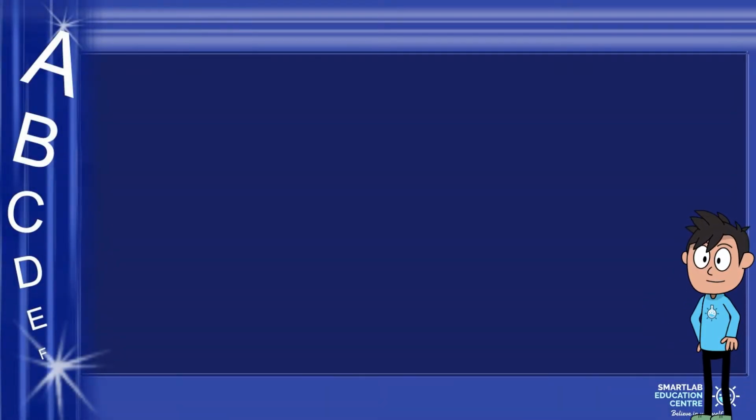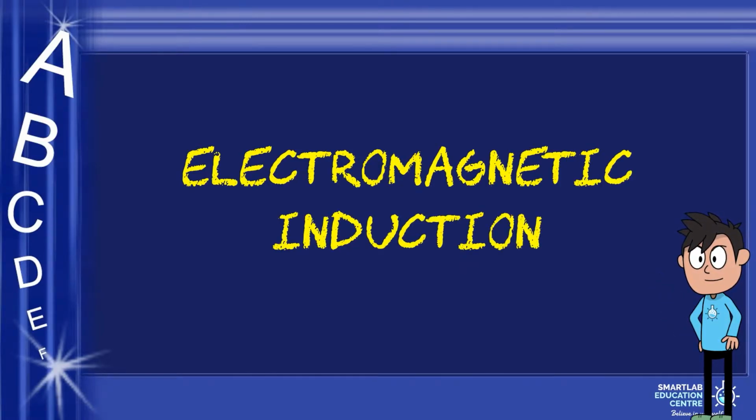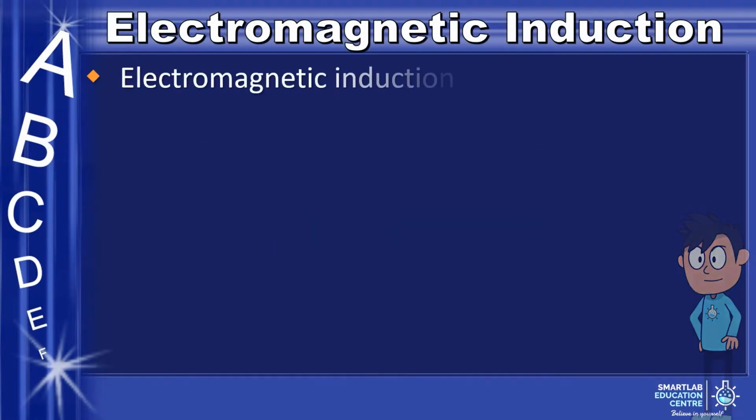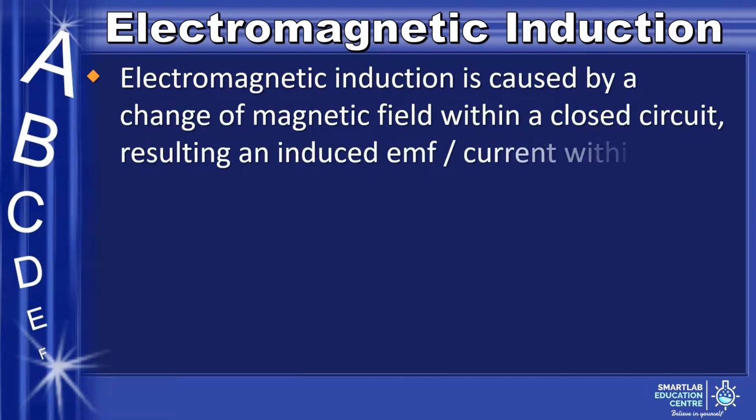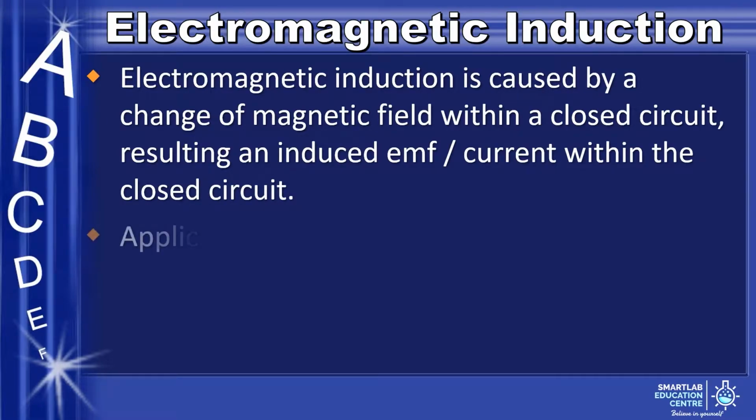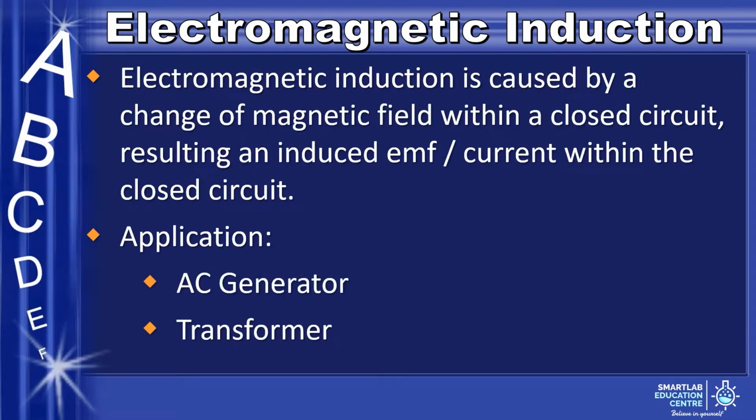Welcome back everyone. Today we learn about electromagnetic induction. Electromagnetic induction is caused by a change of magnetic field within a closed circuit, resulting in induced EMF or current within the closed circuit. In this chapter, we will also learn how an AC generator and a transformer works as well.